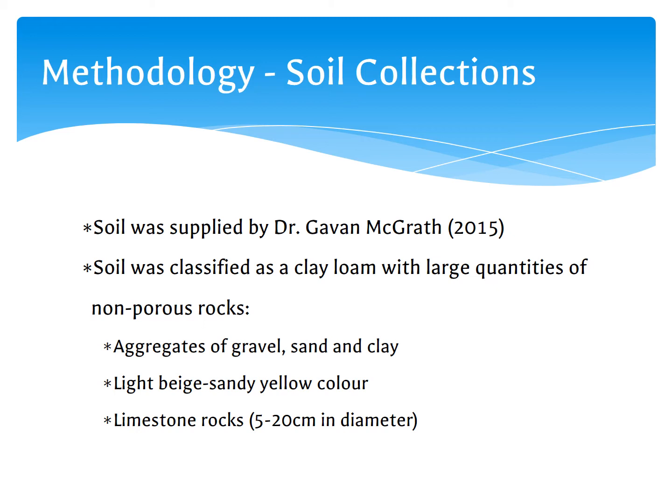Soil collections were taken from a mine site out of Perth by Dr. Gavin McGrath. These consisted of clay loam soils that comprised large quantities of non-porous rocks. The soil was comprised of a mixture of gravel, sand and clay, mixed with the larger limestone rocks. This created soils that had a light beige yellow colour.